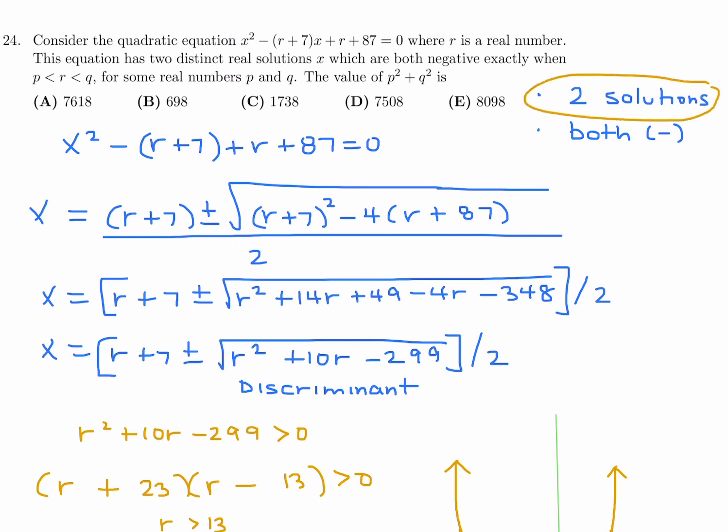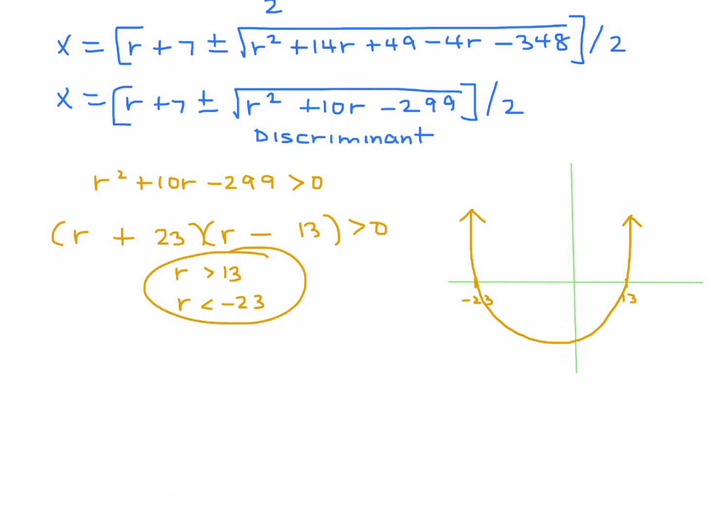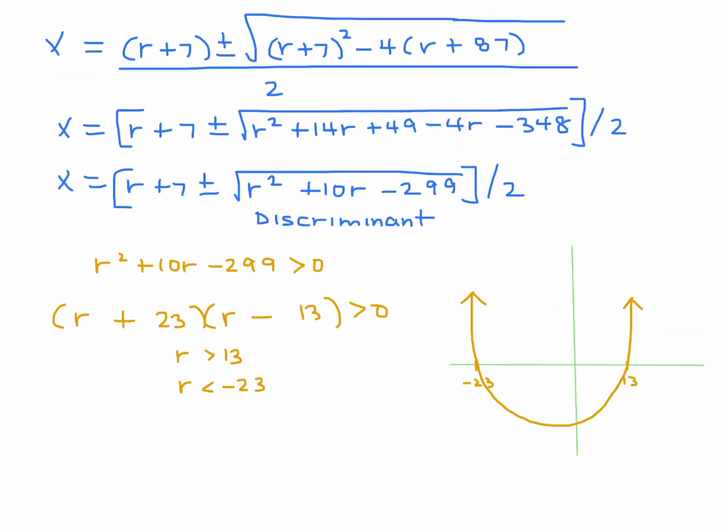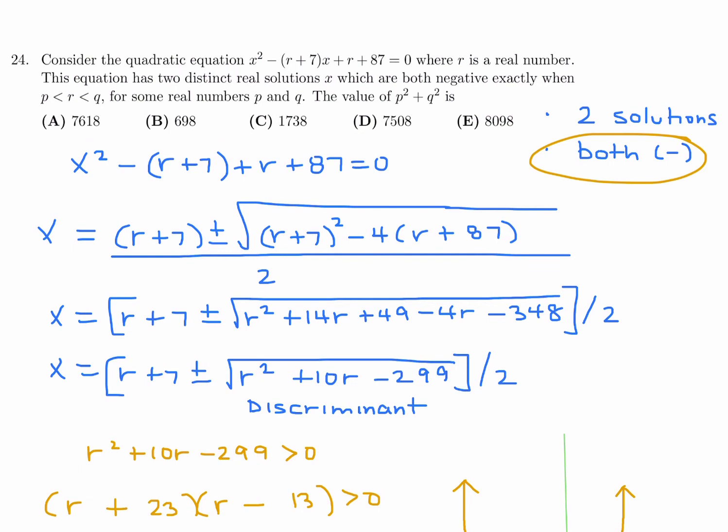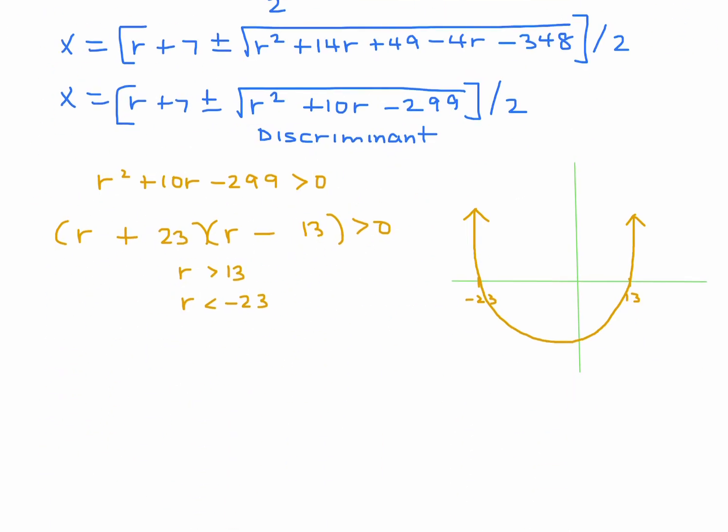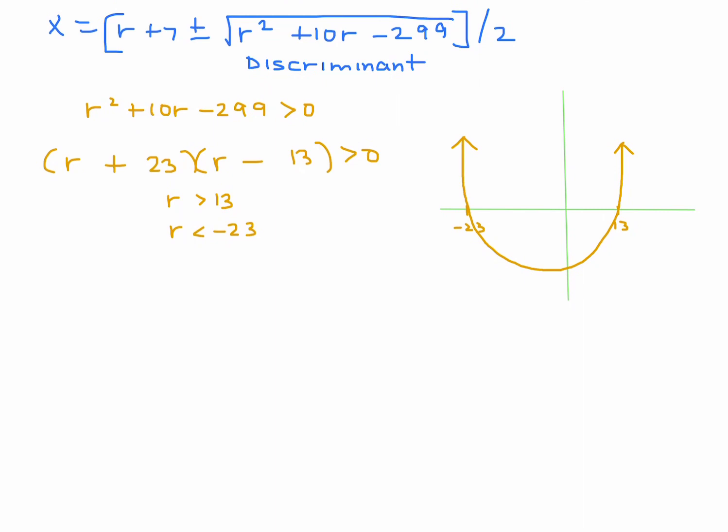I've looked at that and I've figured out that there are two solutions when r is in those ranges, but now I've got to satisfy what r is in order to make both of the solutions negative. Okay, so I've got to get both of these negatives. Now I don't know, so I'm going to just pick one and see what happens. So I'm going to start with this one. R is greater than 13. Okay, let me choose r equals 14. Let's see what happens to the roots.